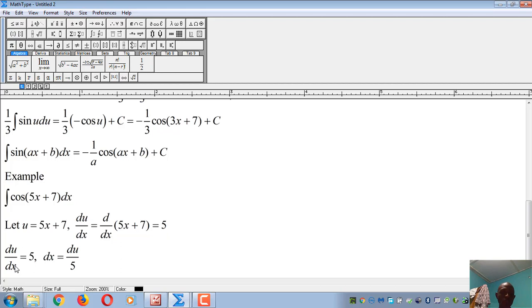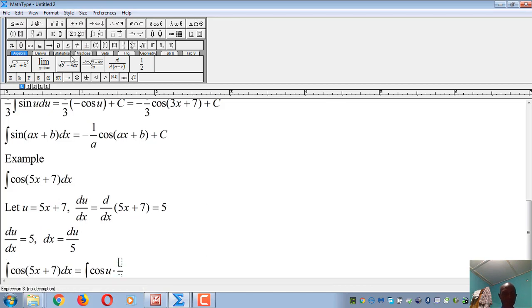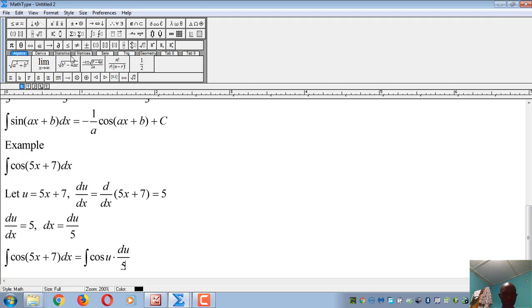Now once we have been able to do this, the next thing is to take this particular integrand and rewrite it as cos u, because everything here is our u. We said let it be u. Imagine, let u be equal to 5x plus 7. Now, instead of writing dx, we have said our dx is equal to this. So I will now write that: du over 5.